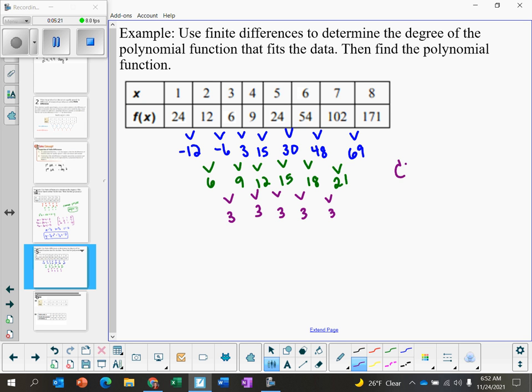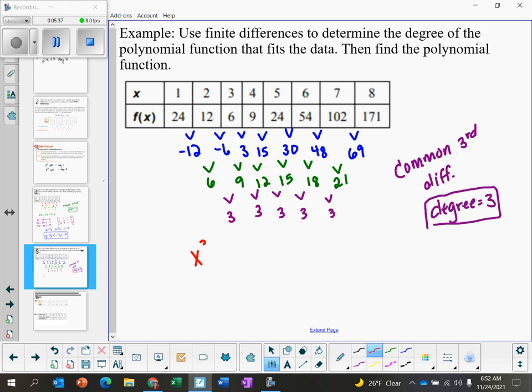So we had common third differences, which means the degree is 3, right? This is a cubic function. And if you remember cubic, we had ax cubed plus bx squared plus cx plus d equals y. So we're going to take, again, 3 points. I'm going to stick with the first 3.